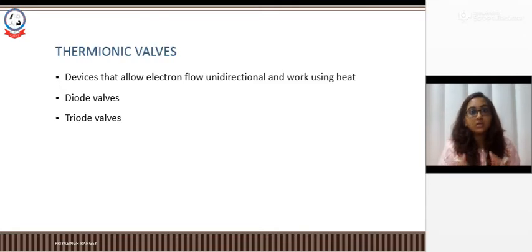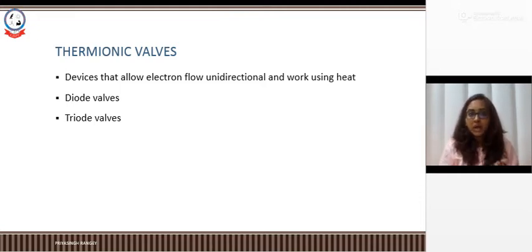So beginning with what are thermionic valves. Thermionic valves are devices that allow electron flow in only one direction. That is, the flow of electrons in a valve is going to be only unidirectional and not bidirectional.